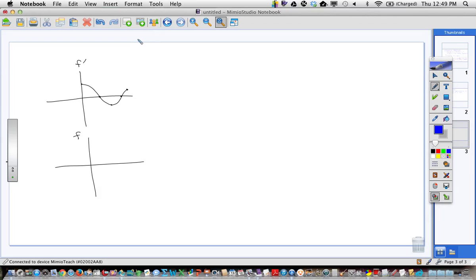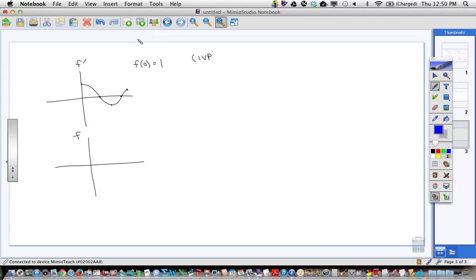Now, let's practice that. So this was f prime right here. So we want to draw f. So where would I start? We don't know, right? That's that whole plus c thing. So a lot of times in these problems, they gave you something like this, right? An initial condition.